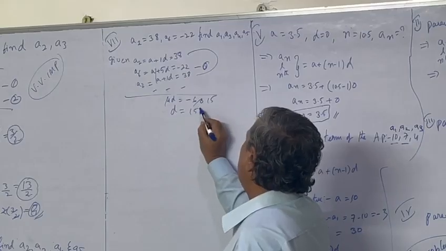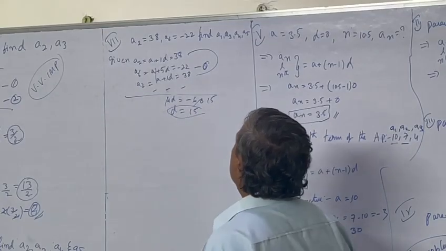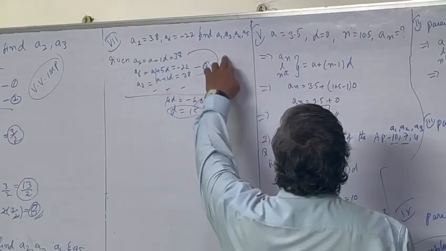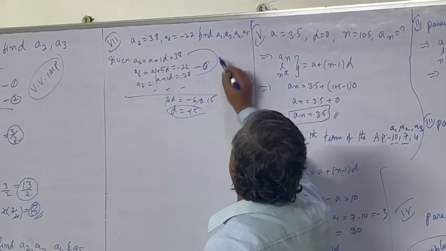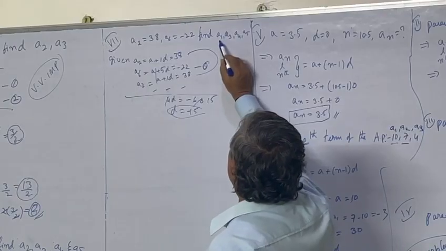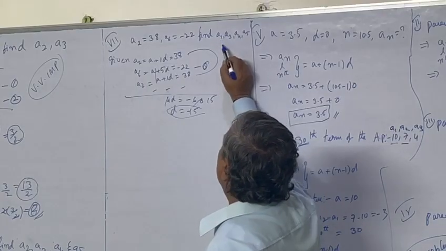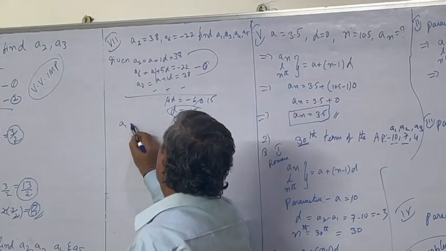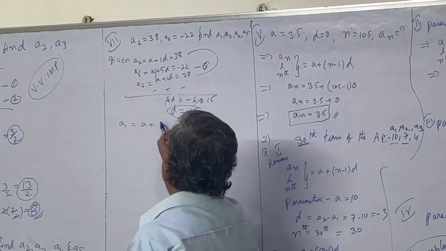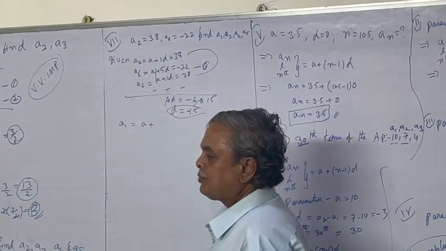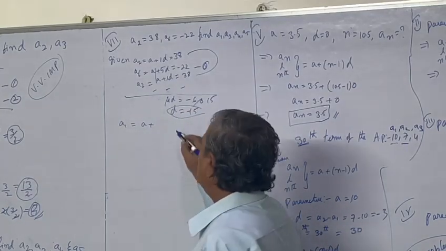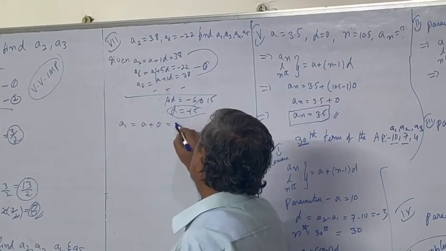D is equal to minus 15. Then substitute in this. Here substitute in A1. A1 is equal to what is that? A1 is equal to A plus 0 is equal to how much?